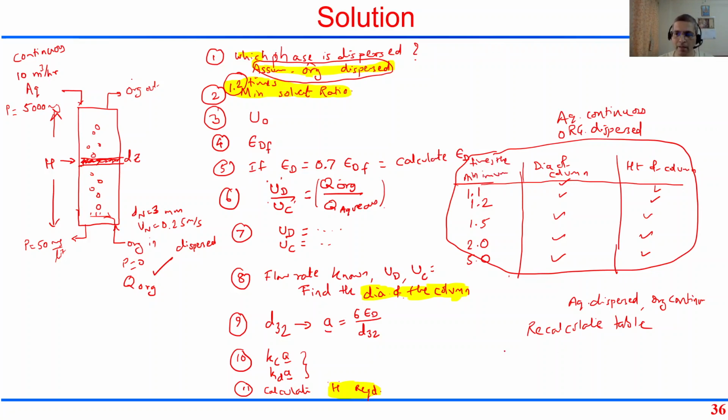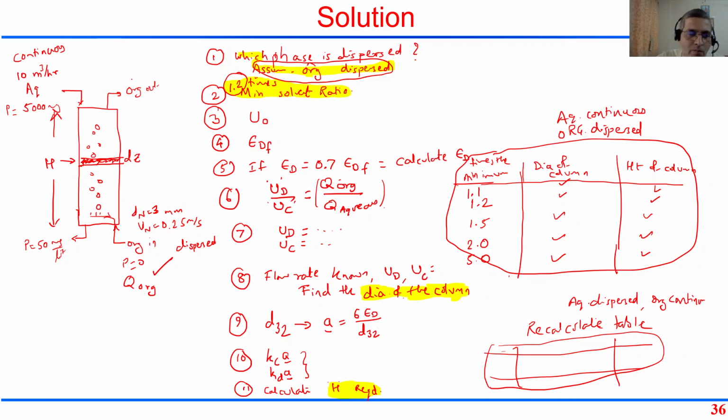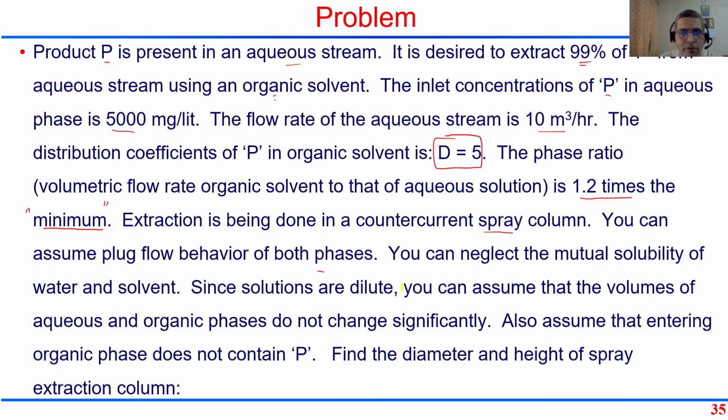Then I want you to compare, out of these two tables, which one requires lower diameter, which one requires lower height. In general, which one would require lesser volume of the extraction column. Okay, and of course, not to miss out, we have made one more very big assumption, that is plug flow behavior of both the phases. That is also a very big assumption.